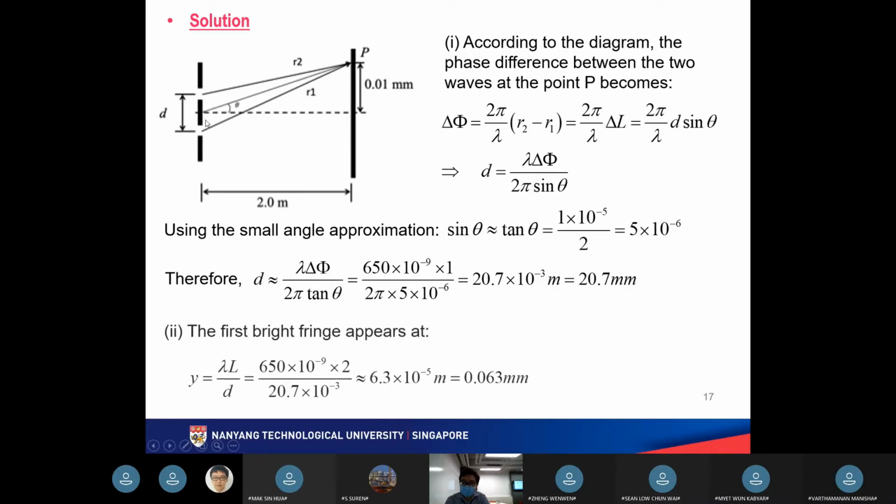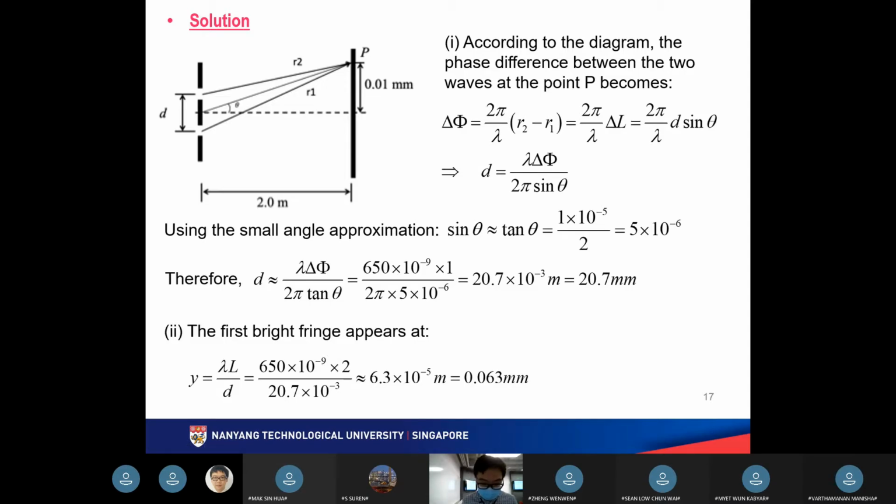Once theta is given, the second question wants us to calculate where the bright fringe should appear. As I said, the bright fringe position is m lambda L divided by D. Try to remember this formula. This is also the separation between neighboring bright fringes. If you substitute lambda, L and D into this equation, you get Y, where the first bright fringe happens, is 0.063 millimeter.